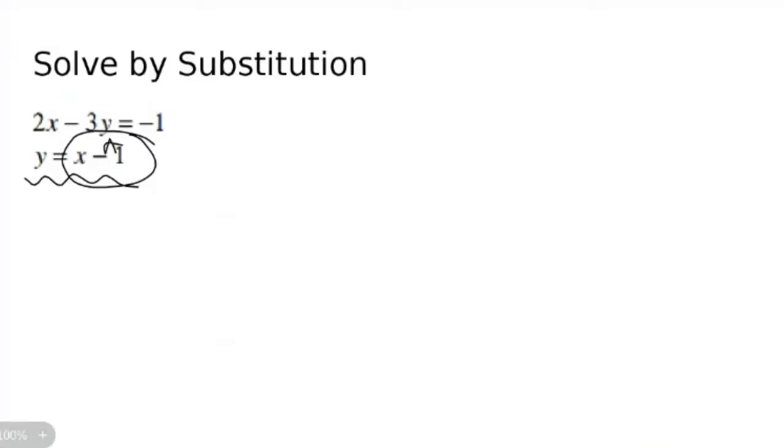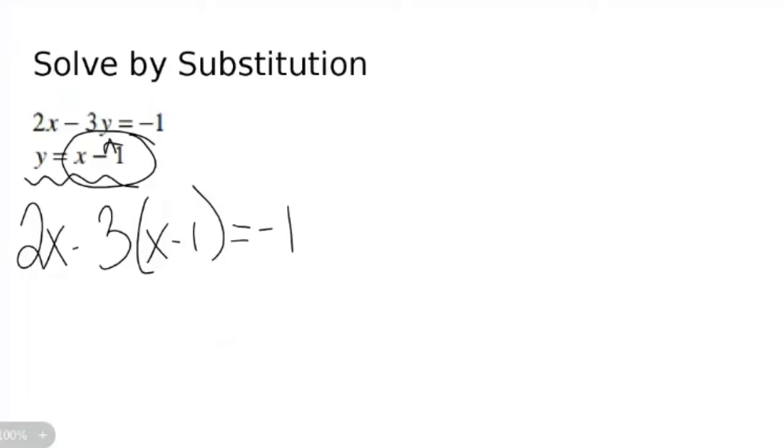So I'm going to write out the top. 2x minus 3. Y? No. Y is x minus 1. And I'm going to finish writing out the top. Just like the last problem, we have distributed property. Negative 3 times x is negative 3x. So I'm going to drop down the 2x, drop down the negative 3x. Negative 3 times negative 1 is positive 3. And that's going to equal negative 1.